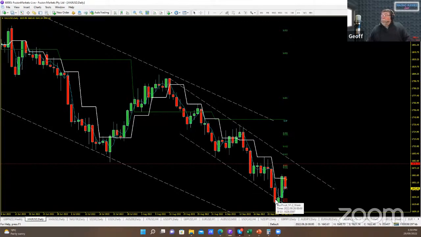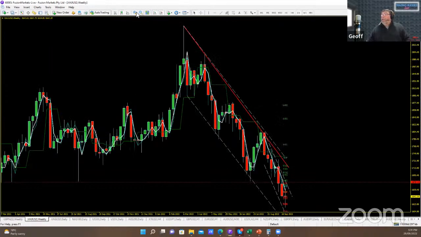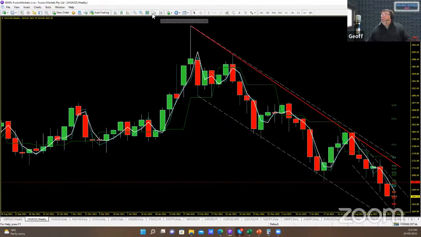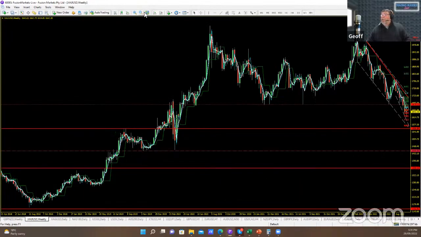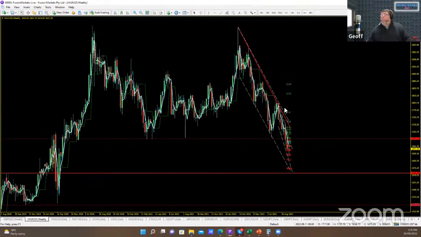But I'm of the opinion that we're probably going back to here. And it's at that point I'll start looking for shorts again to go along with the bigger picture channel and, of course, the break and retest of that neckline. So a couple of things to look at there on gold.